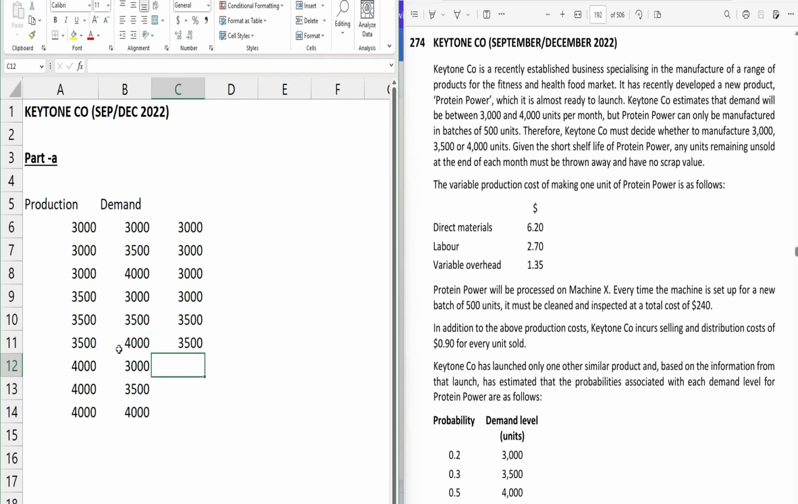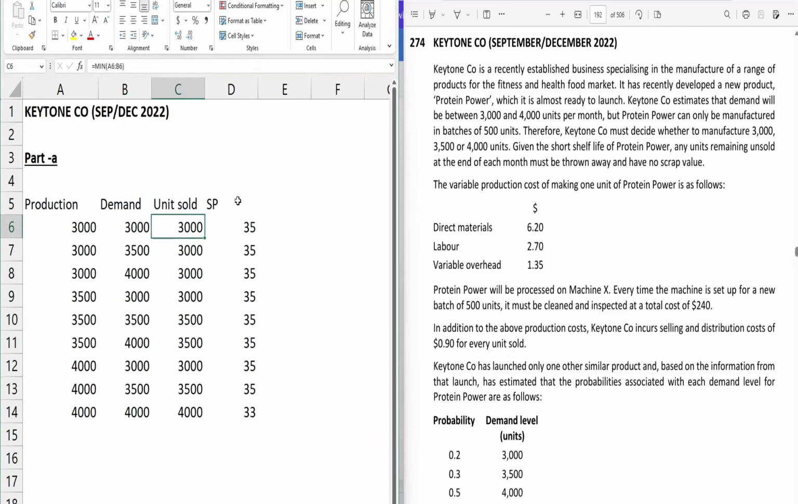So I'm just picking the minimum value, right? Here the minimum value is 3000, here the minimum value is 3500, and here 4000. Okay, so this is the actual quantity we sell.